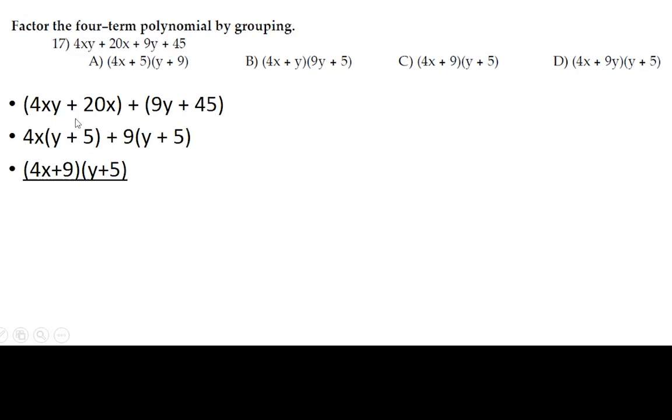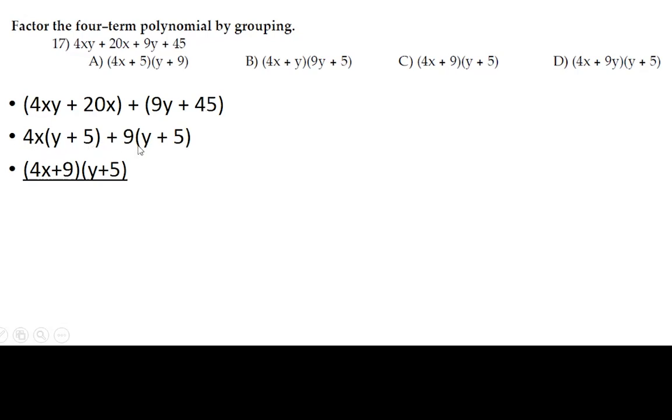From the first two terms, we can factor out a 4x, which would leave us with y plus 5. 4x times y is 4xy. 4x times positive 5 is plus 20x. From the second two terms, we can take out a 9. 9 times y is 9y. 9 times positive 5 is positive 45.